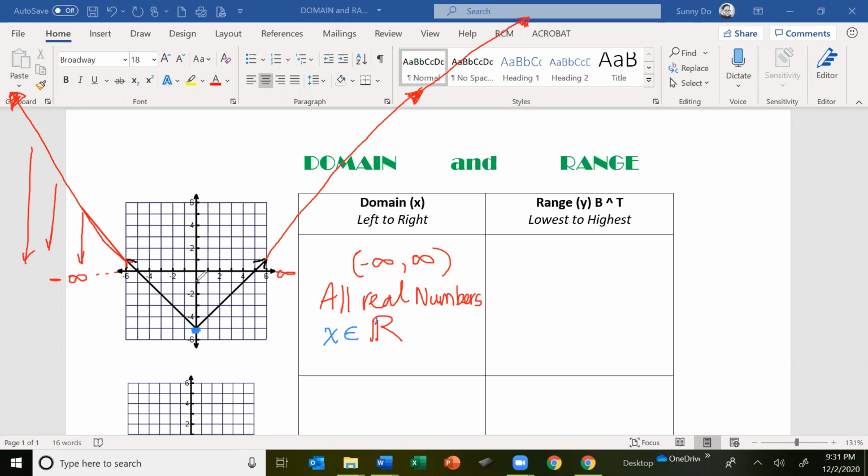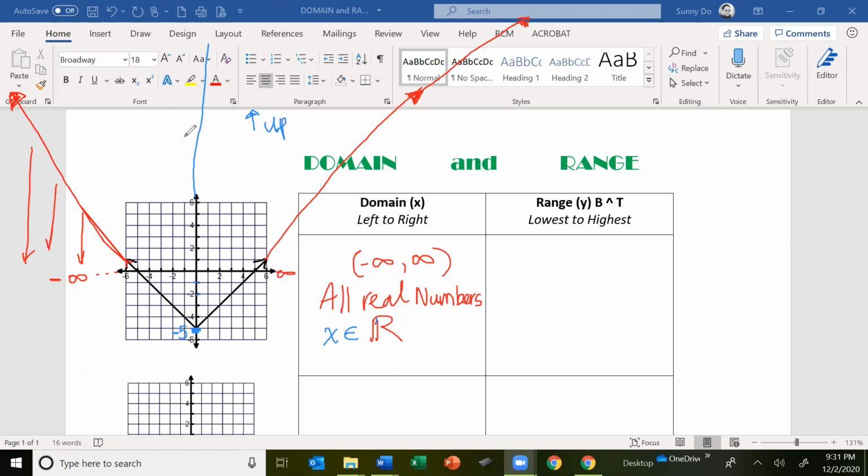If you cannot see the number, you count the squares. 1, 2, 3, 4, 5. This is 5 below 0, so it's negative 5, okay? And there's no number below negative 5 on the graph. So we take from negative 5 and up, right? Negative 5 and up. But because the graph has the arrow again, it's going to keep going forever and ever and ever. So we don't know where the graph is going to end.